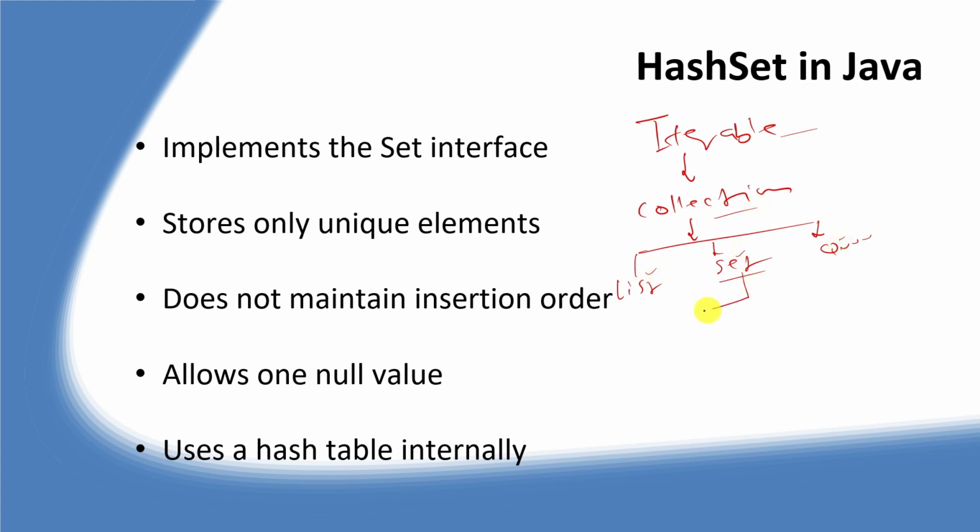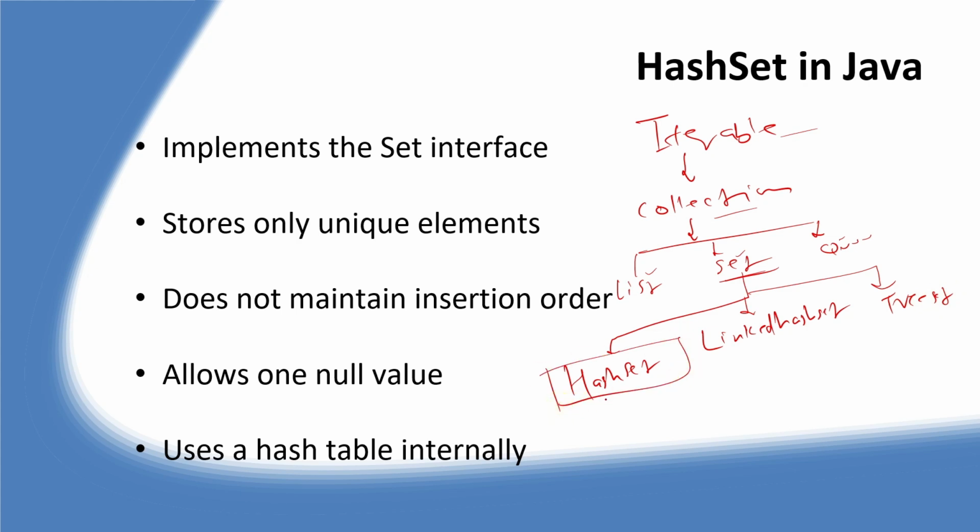Now, Set has three implementation classes. Implementation classes means the classes which are implementing this Set interface. So the first implementation class is HashSet, and the others are LinkedHashSet and TreeSet. As part of this video, we are learning the HashSet implementation class, which implements the Set interface.